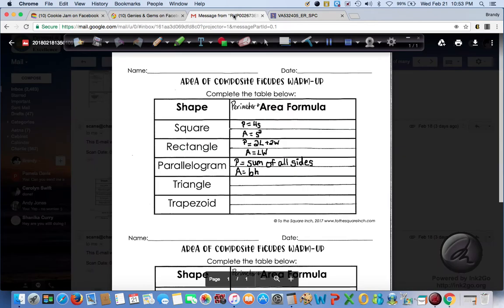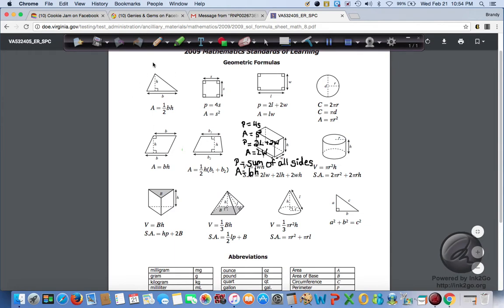All right, moving on, the next one we talk about is a triangle. We'll come back here to our formula sheet. A triangle is this guy, the very first one up here. Again, you'll notice there's no perimeter, but a triangle has 3 sides, so we would just add the 3 sides. The area of a triangle is half the base times the height.